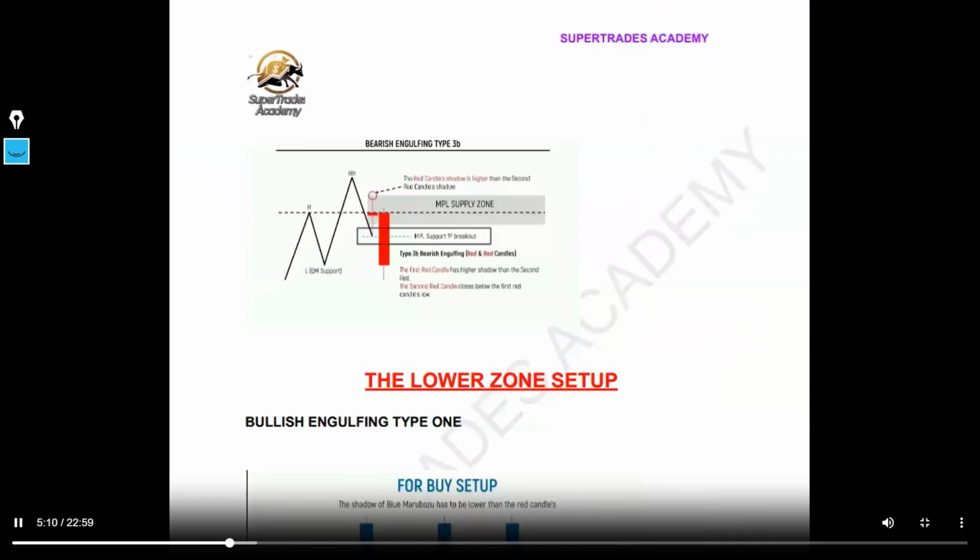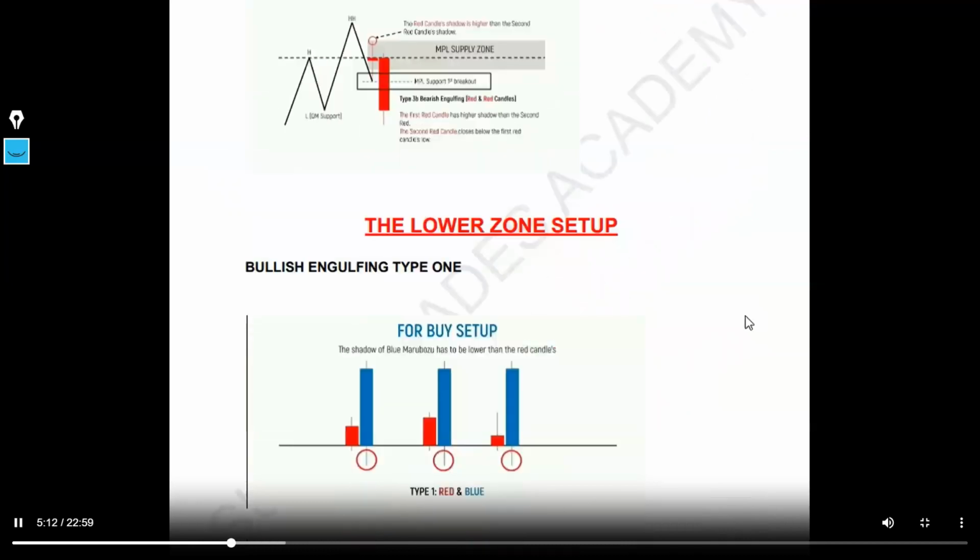Let's continue. So here we are having a sell setup, where the shadow of the first candle is longer than the previous candle, this multiple candle. This will be support, take off, consolidate, pick orders and go down. That's it, guys. So this type, the first red candle is higher, the shadow is higher than the second red candle. So that's how you can trade it.